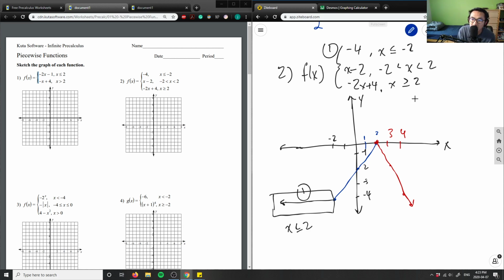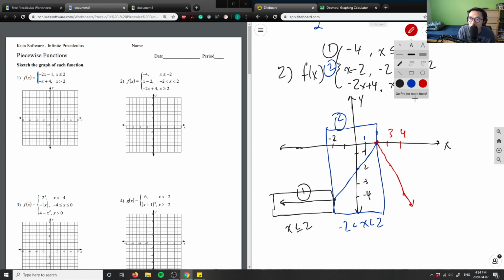And then the second part is this part here. I'm trying to draw a box around it. This is my second part, and it corresponds to this part, right? This is x minus 2 between negative 2 and 2. So this interval is between negative 2 and 2.